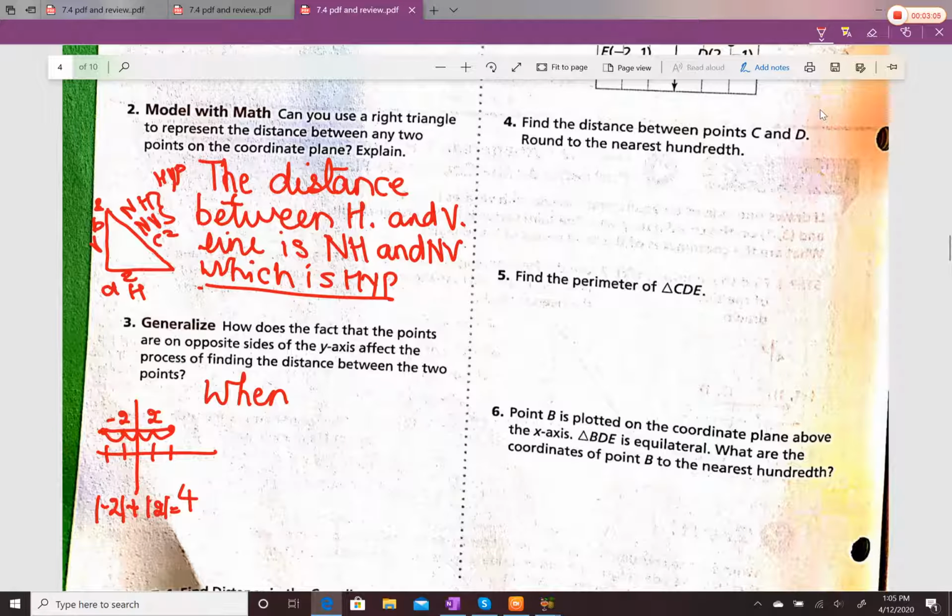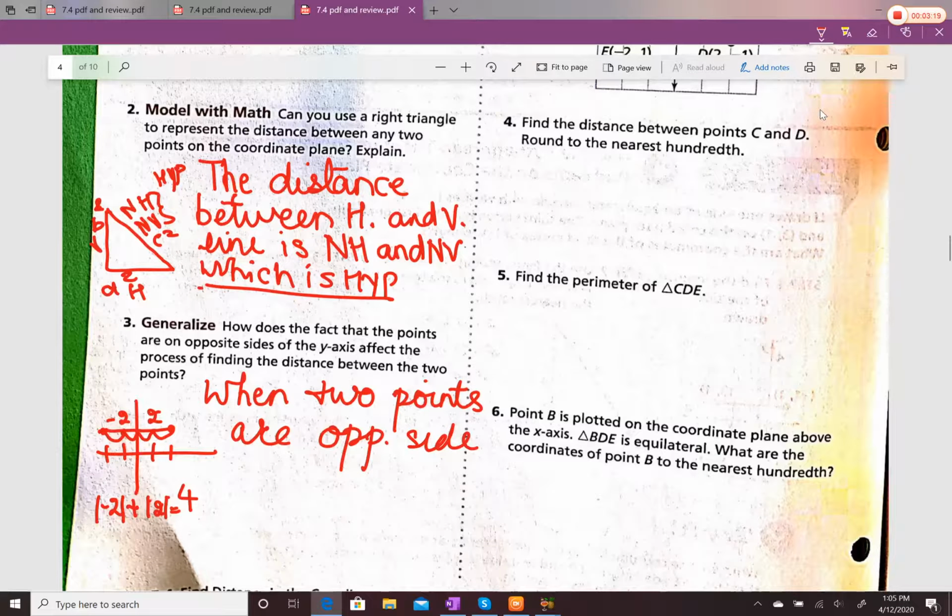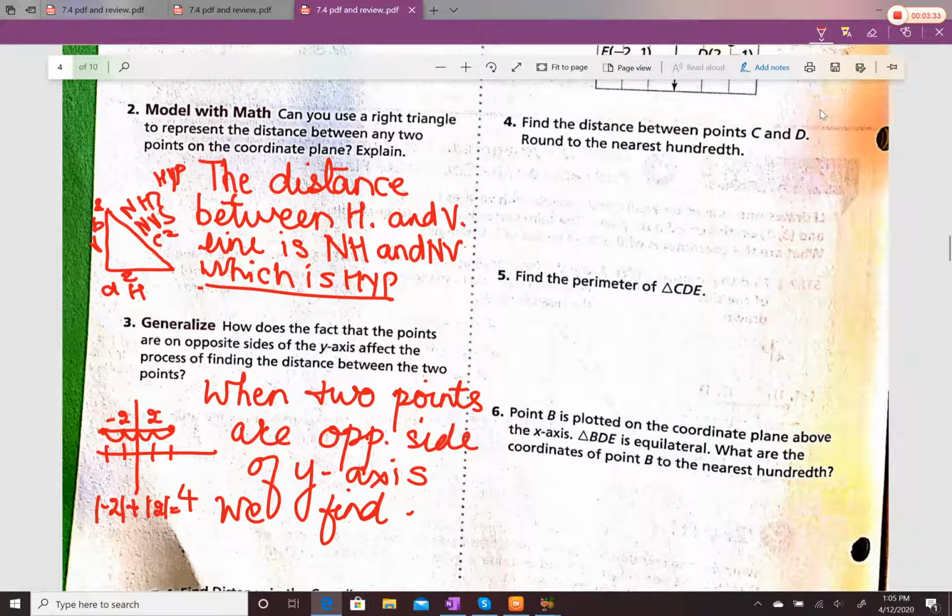When 2 points are opposite, I'm just writing OPP, side of the y-axis, we find the absolute value. Sorry, I'll write here.